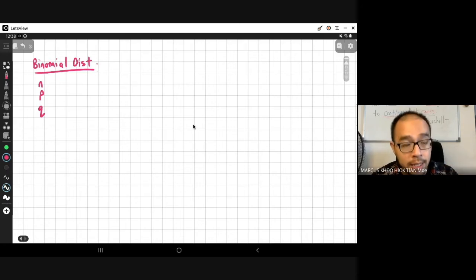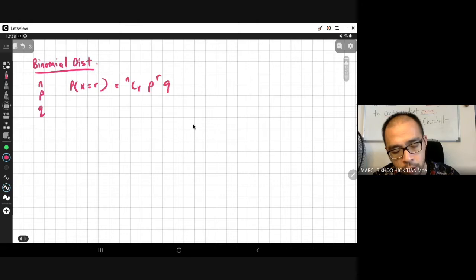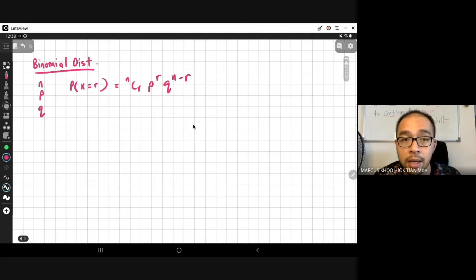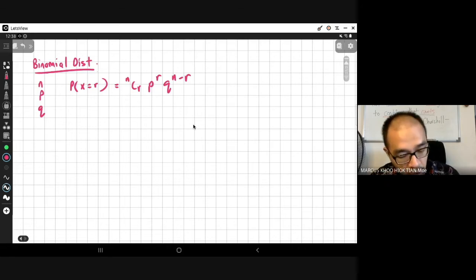From this, we can find that the probability of X equals r is nCr p to the power r, q to the power of n minus r. It's a very standard formula, and just remember to multiply it correctly. What I'm very worried about is that you have it right, but you multiply it wrongly, which is so sad.